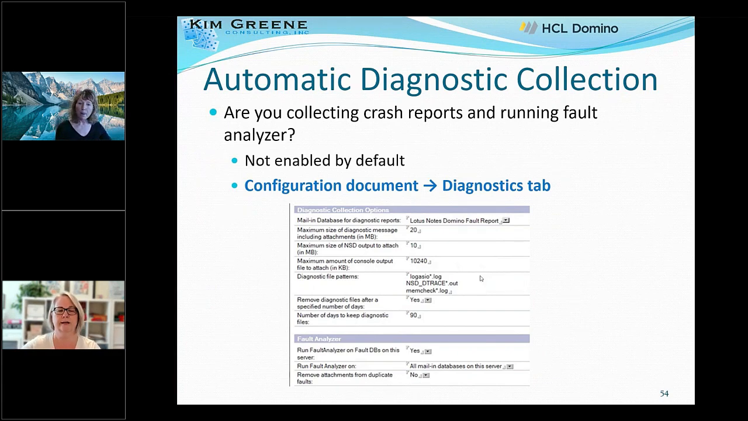So in this example, we are getting some memcheck logs and some logazio logs as well. So that's customizable. You can gather more information if you want to. And just a reminder, at the very bottom, you're going to want to set fault analyzer to yes. Fault analyzer is a process that will run on the mail-in database. This server actually has it set to run on all mail-in databases, which may be overkill. This will allow you to select the mail-in databases you want to run it on, and you're only going to want to run it on those fault collection mail-in databases.